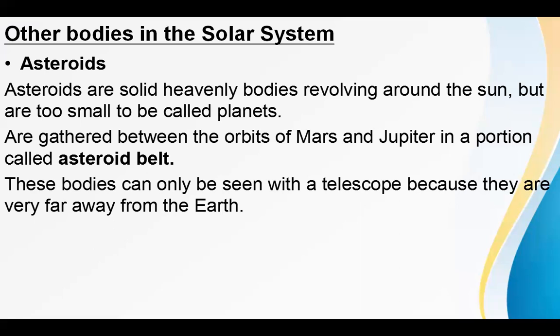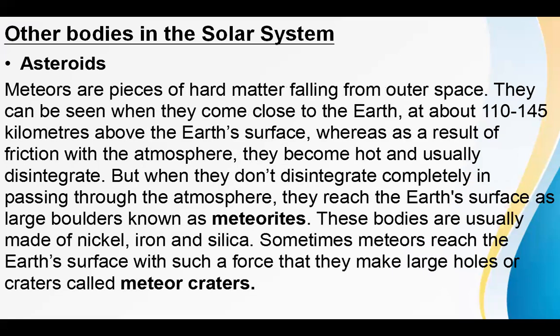Moving on, let's see the meteors. Meteors are pieces of heavy matter falling from outer space. They can be seen when they come close to the Earth, about 110 to 145 kilometers above the Earth's surface. As a result of friction with the atmosphere, they become hot and usually disintegrate.